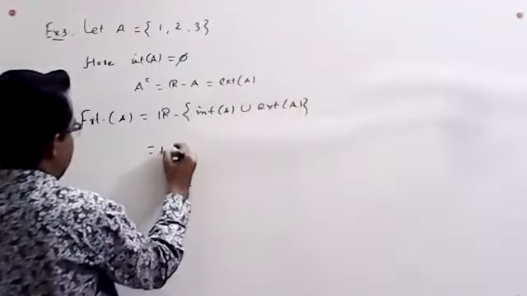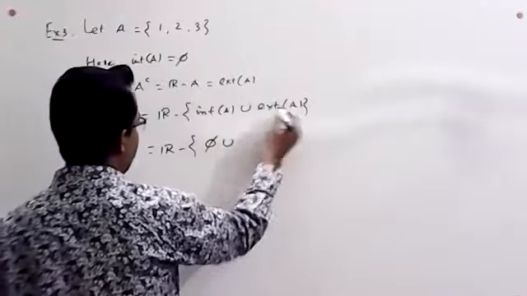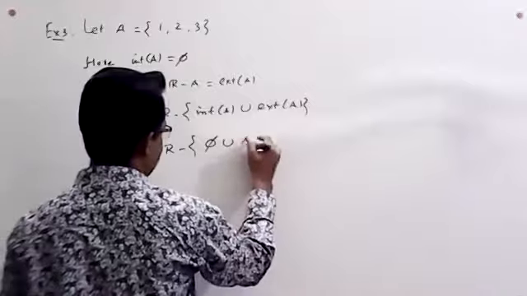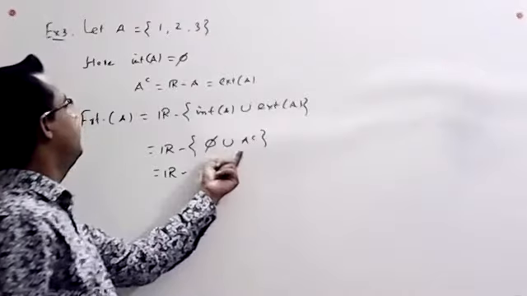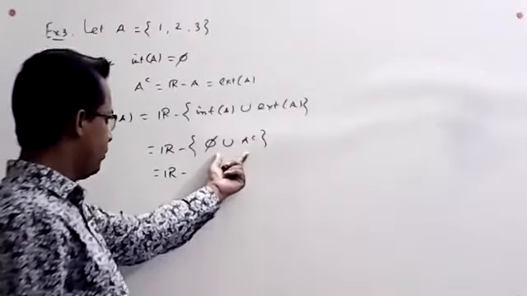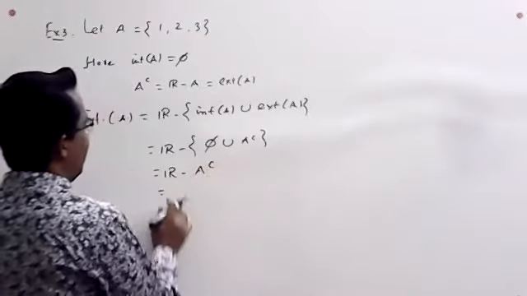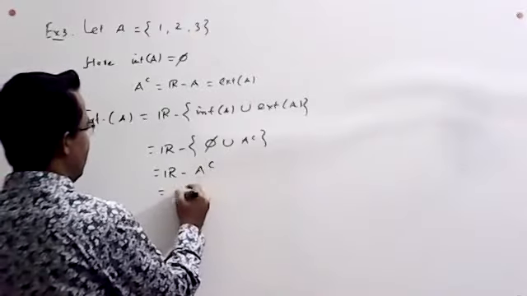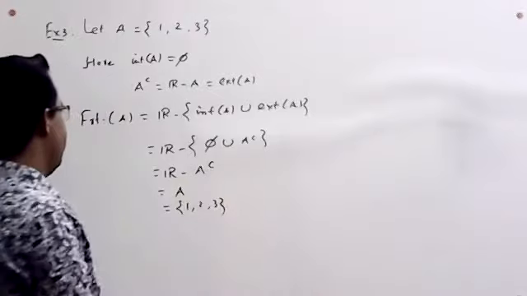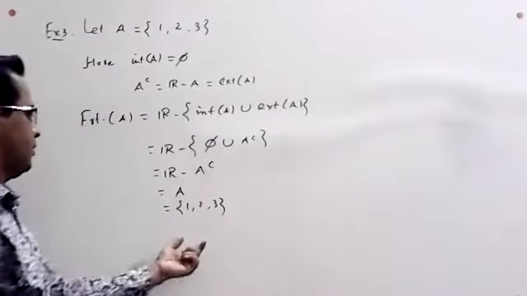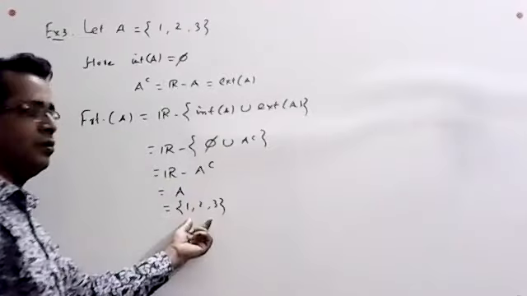So here we see that interior of A is a null set. Union exterior of A is A complement. So if we take the union of these two sets, we get A complement. So R minus A complement, we know that it is A. That is, there are 3 points: 1, 2, 3. These are the frontier points of this set. The frontier points of this set are 1, 2, and 3. So the frontier of A is 1, 2, 3.